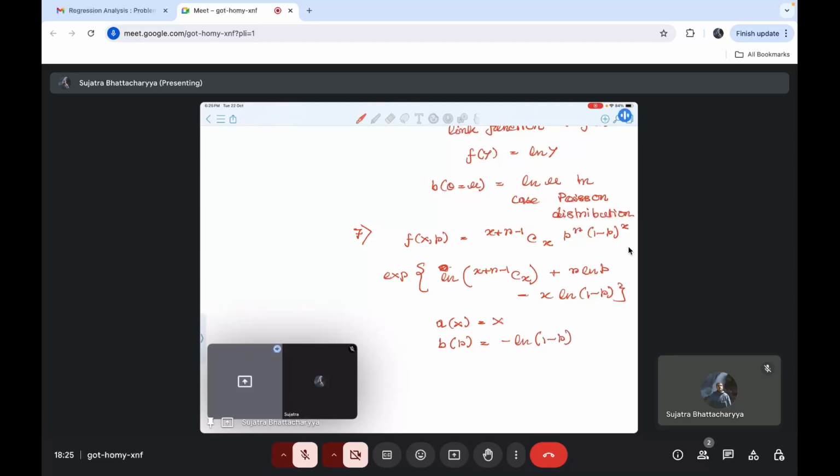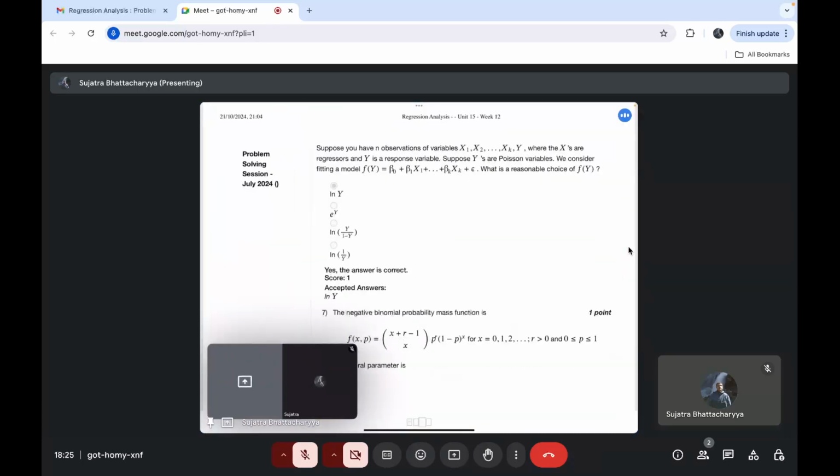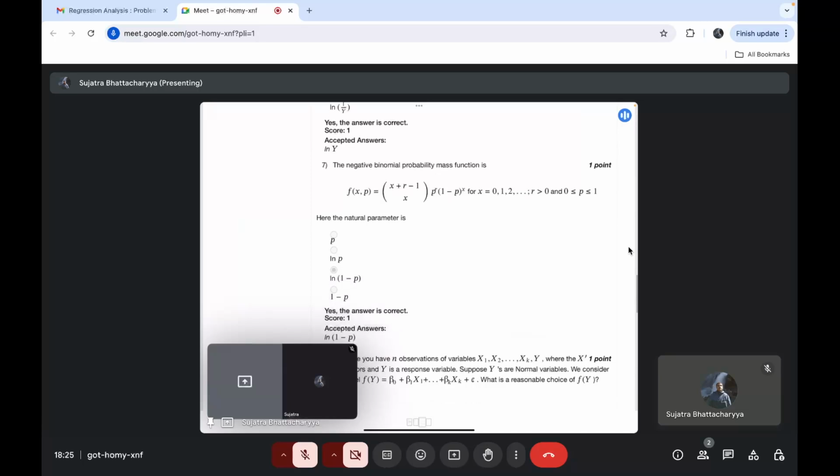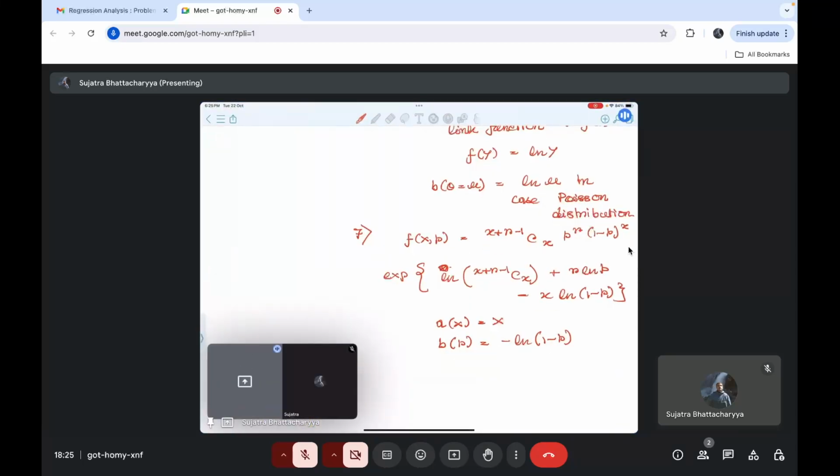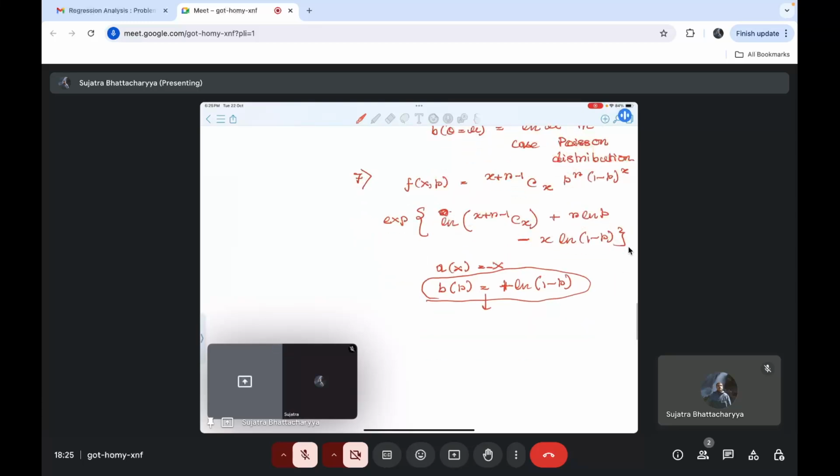So look at the options which are available. So you have p, log(1 minus p) and 1 minus p. Since you have a minus sign over here, you can take this as minus x, it does not matter, and you can take this as a plus. So the natural parameter, as per the options which are given, is log of 1 minus p.